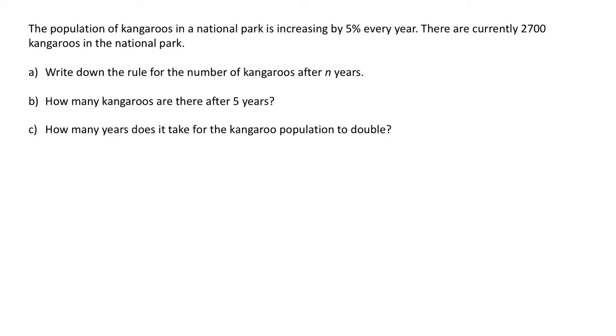So we're going to look at writing the rule, and when we write a geometric rule, we need a couple of values. We need the first value, which we normally call T1, equal to 2,700. We also need the common ratio, which in this example is increasing by 5%. So it's going to be 100% plus 5%, which is equal to 105%, which is 1.05. So I've got my starting value, which is 2,700, and I've got my r value of 1.05.